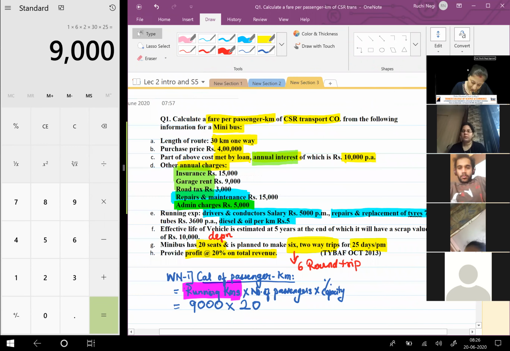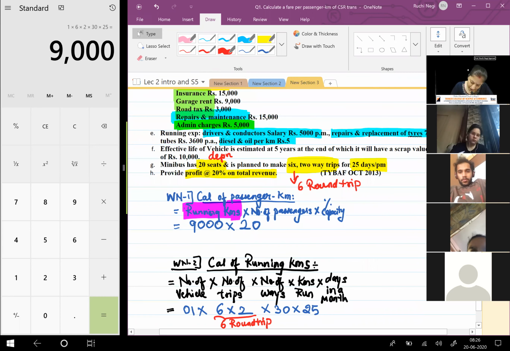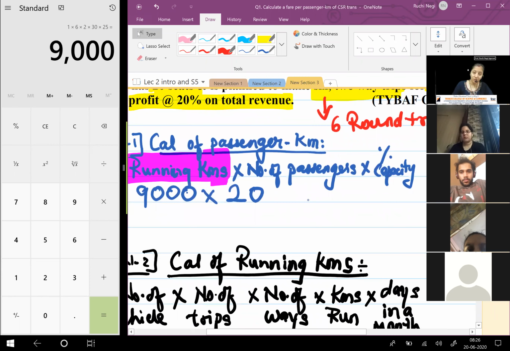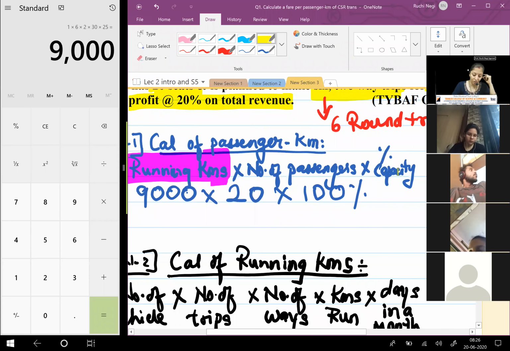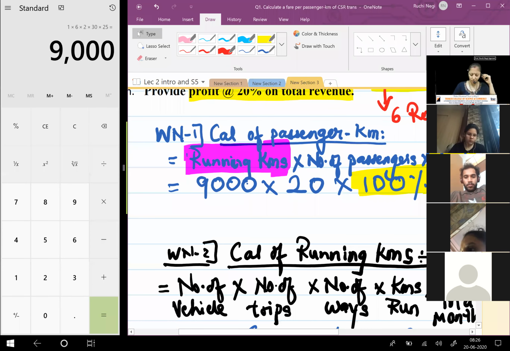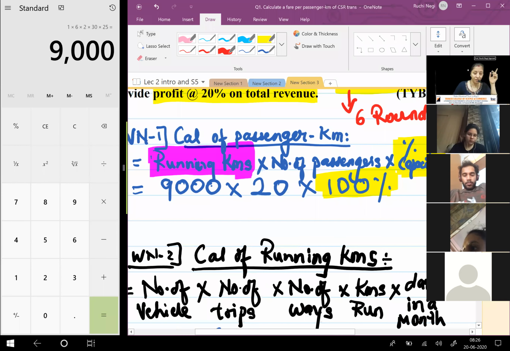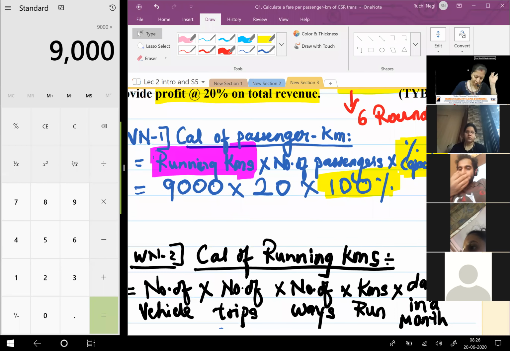Let me see if anything else is given. Percentage capacity is not given in the question. Okay, students, just remember, in absence of information, we will assume it is 100% occupied. Please make a note of this. In absence of information, assume that the minibus is fully occupied. Otherwise they will give you if it is not 100%, but in absence of information assume it to be fully occupied, 100%. So 9,000 into 20 into 100%.